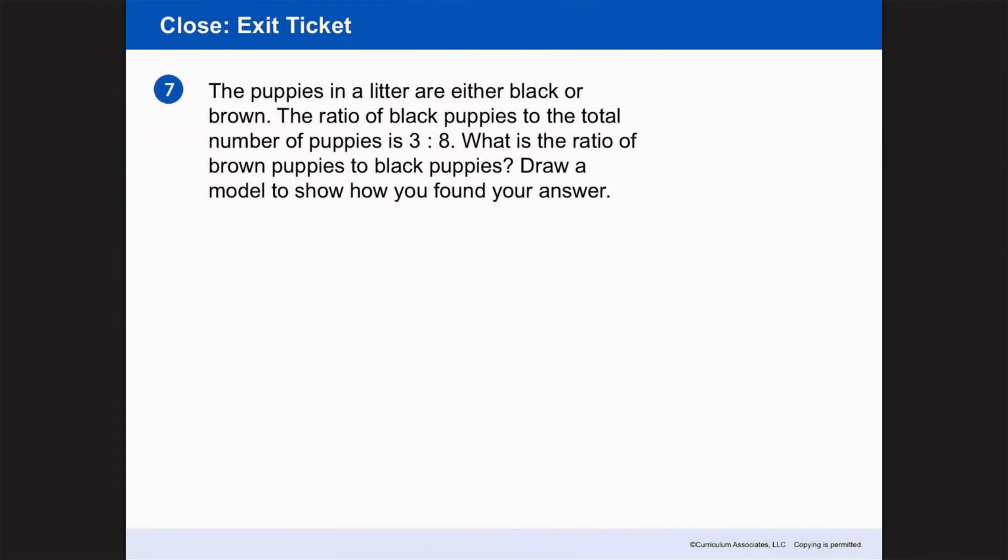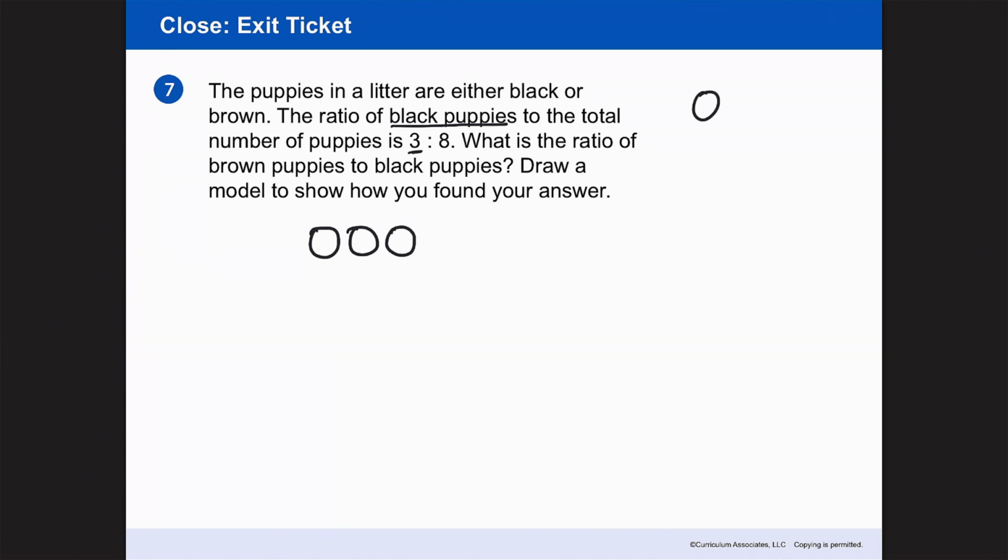Okay, we're going to go ahead and skip that one. This is the one that we really wanted to look for here. So this one seems tricky because there's a lot of words, but it's very simple if we can just draw a model. So it says the puppies in a litter are either black or brown. The ratio of black puppies to the total number of puppies is 3 to 8. So that means I already know it's talking about black puppies. So I know I have 3 black puppies.